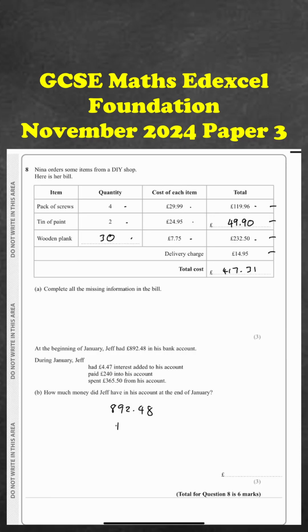So we know that he's added £4.47 interest. He has paid in £240 and he has spent £365.5. So again on my calculator, 892.48 plus 4.47 plus 240 minus 365.5, I get £771.45.